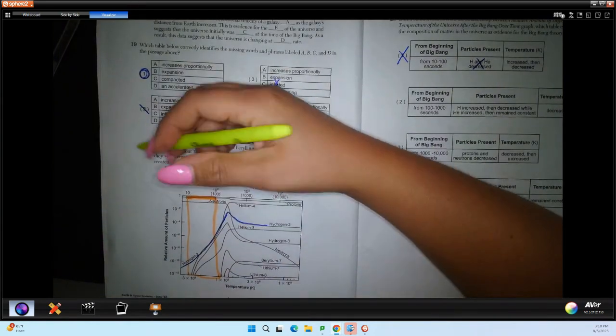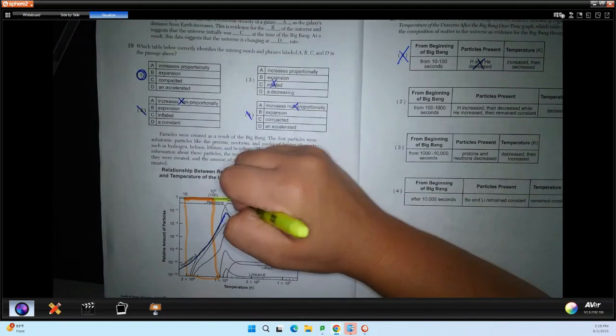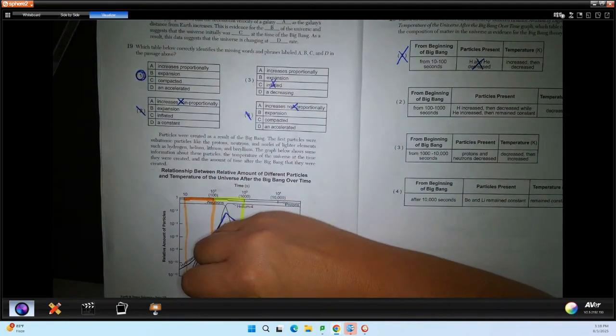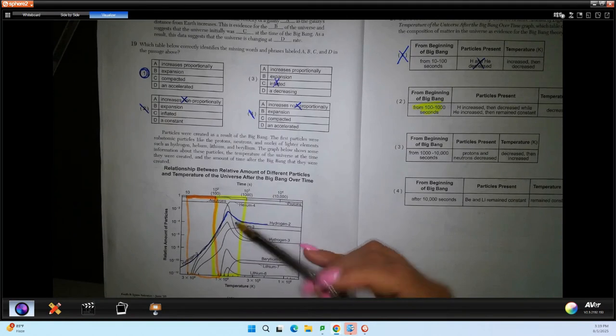Okay, our second option says from 100 to 1,000 seconds. So if I look up here, 100 to 1,000, it's going to be in this region here, this yellow region. And it says that hydrogen increased, then decreased. Okay, so I'm going to check that first. Hydrogen increased, then decreased. So here's my blue line of hydrogen. Hydrogen increased, then decreased. That is true. Okay, so I'm going to check that off. That's accurate. And my next one says helium, He, increased, then remained constant.